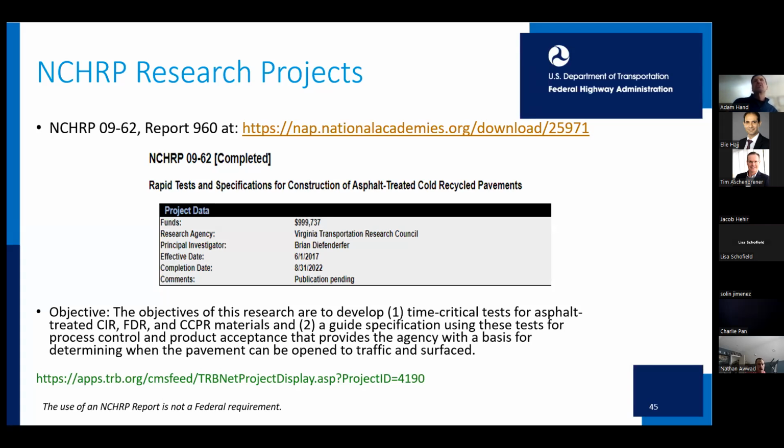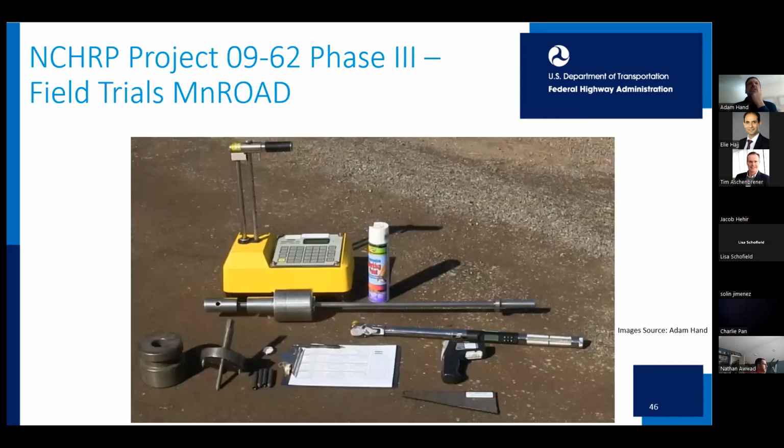Now, there was some work done on an NCHRP project with the objective of basically developing rapid tests and specs for construction of asphalt treated cold recycled pavements. This was led by BTRC. Brian Diefendorfer was the prime on it, and UC Davis and University of Nevada were partners on it. And shear and raveling tests were developed as part of this.